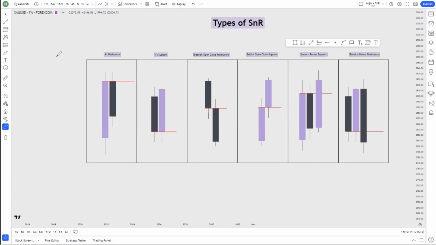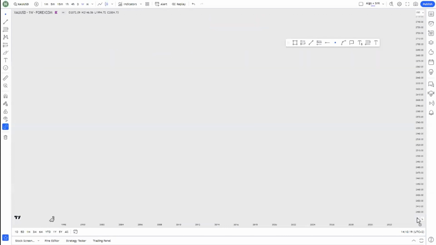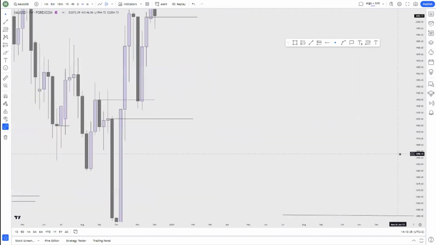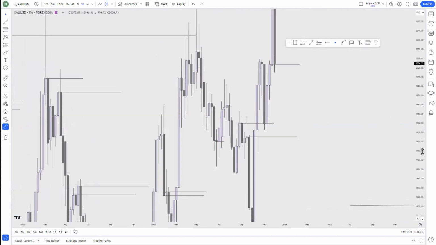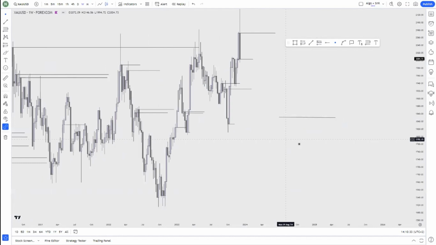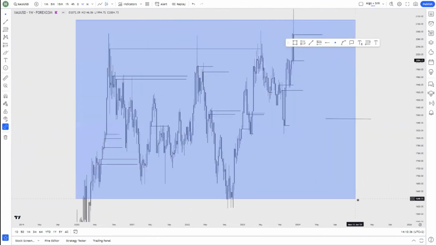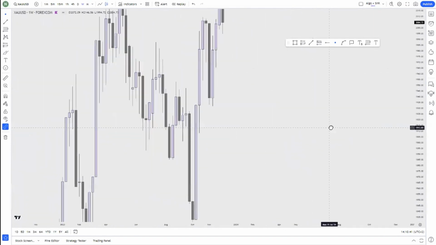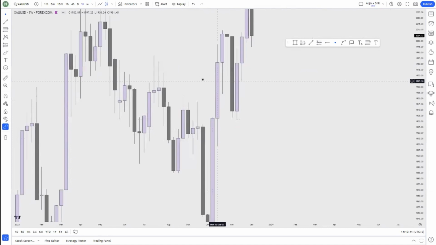And let me just show you an example of the break and retest. So here's a break and retest. Let me just clear most of the things out right here. What do you see right here? Can you mark out your support or resistance? You can see that this was the resistance right here.